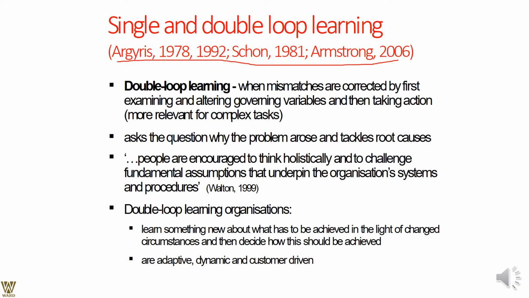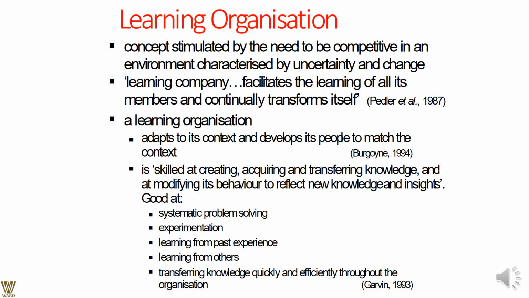Remember, double loop learning organizations often learn something new about what is to be achieved in the light of change. So basically, a double loop learning organization is in a vibrant environment, in dynamic circumstances which keep on changing as and when, and they need to adapt accordingly. So basically, they are adaptive, they are dynamic, and they're customer focused or centric, as I call it. Now, that was organizational learning.